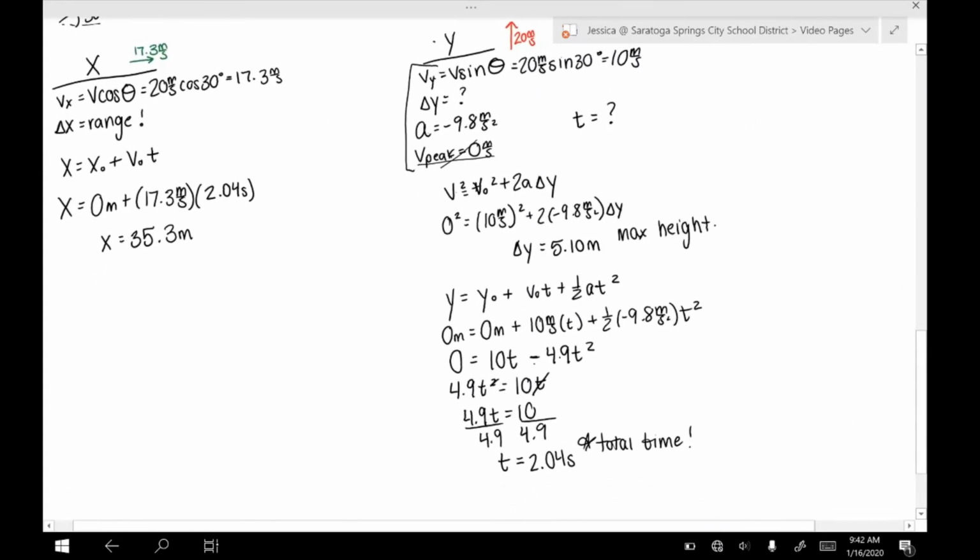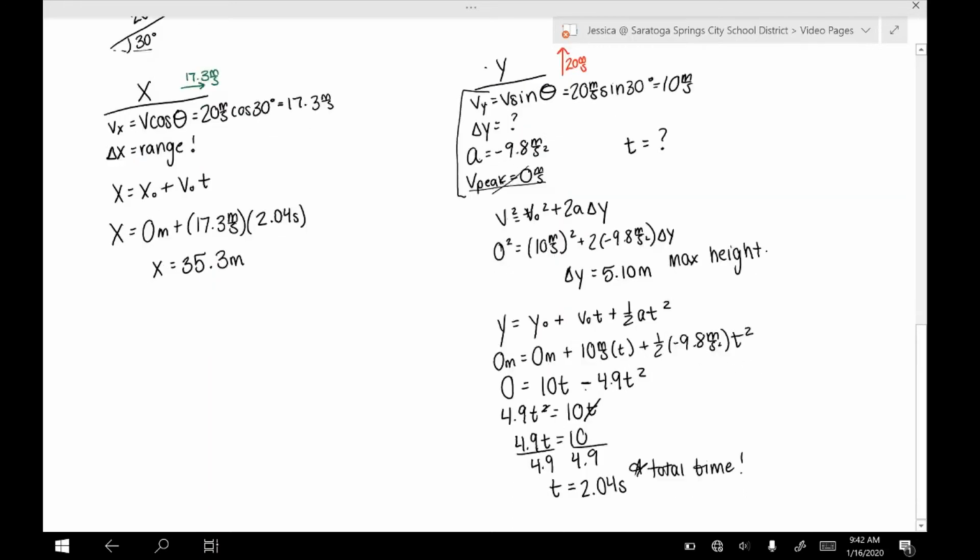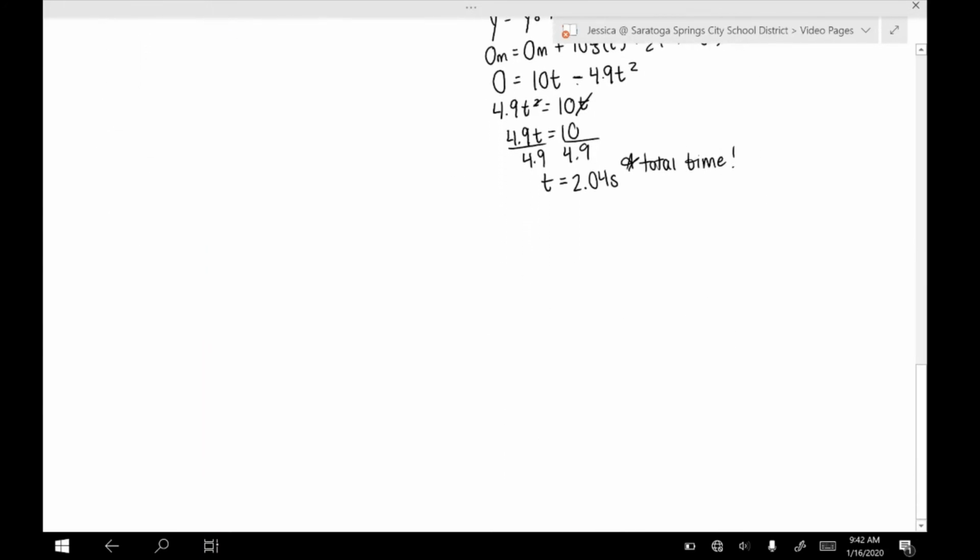So we can use all of these equations to find the x position at any given time, y position at any given time, y velocity at any given time, y velocity at any given height. So just remember to draw that out, or write out your two lists.